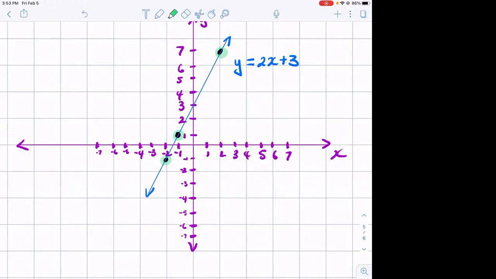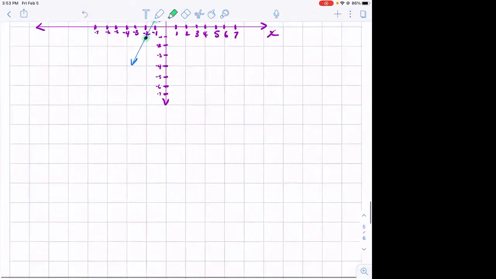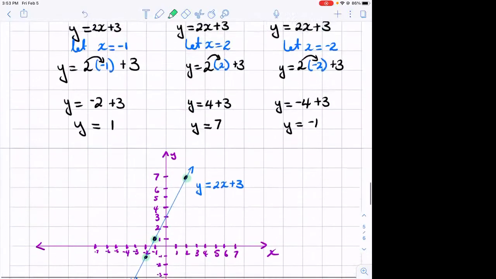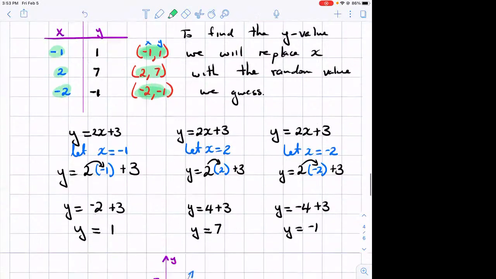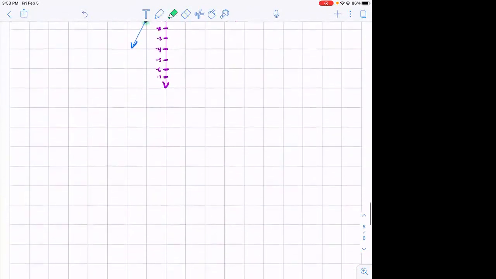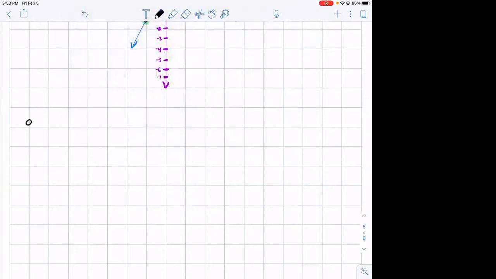So just linear. Now, as I said, this is just one method of graphing. It's called using a table. And the table method is guaranteed to work. It is a little bit long, but it's guaranteed to work. Okay? So let's look at another example.